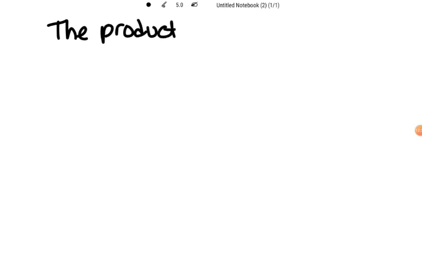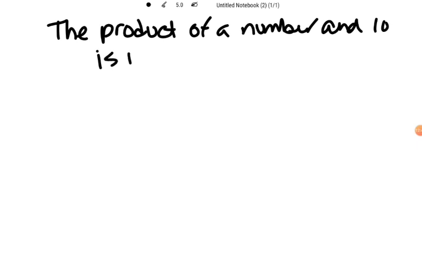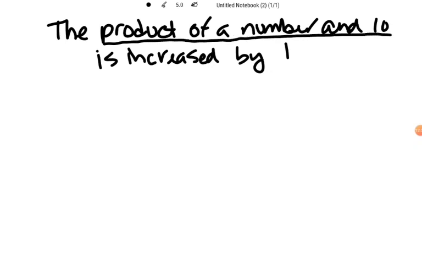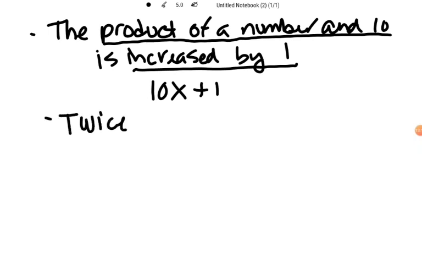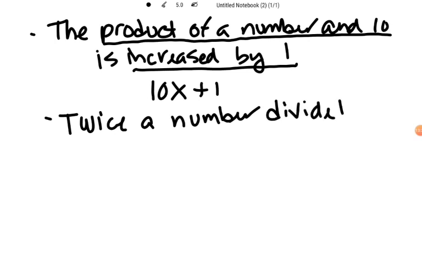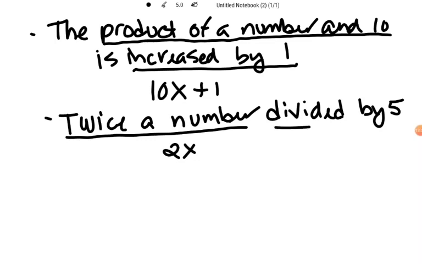The product of a number and 10 is increased by 1. So the product of a number and 10, so that is 10x, is increased by 1, plus 1. Twice a number divided by 5. So twice a number divided by 5.